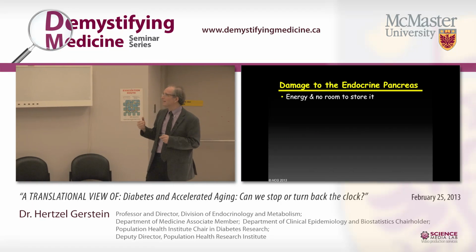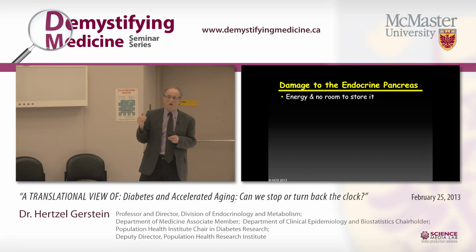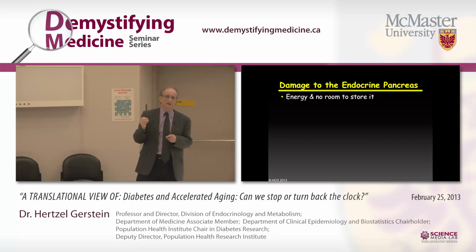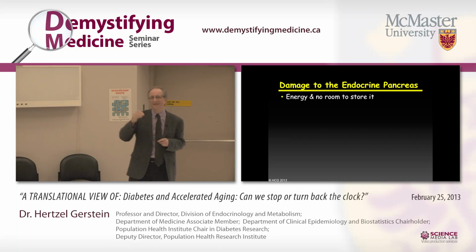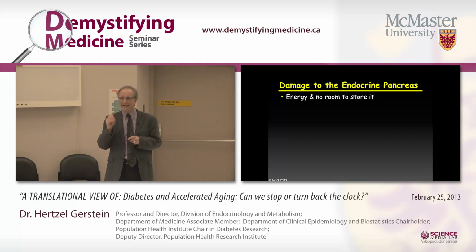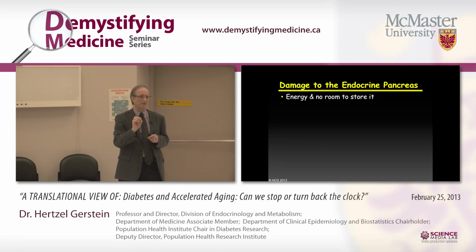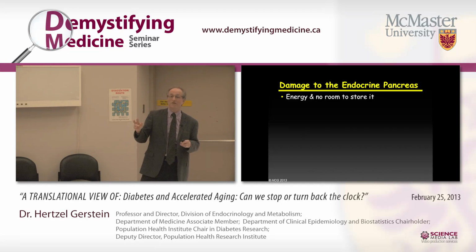Now, damage to the endocrine pancreas occurs for a number of reasons that we're not sure of, but we know what increases the likelihood that it will happen. Even though we don't know the exact cause, there are a number of what we call risk factors, things that make it more likely to happen.